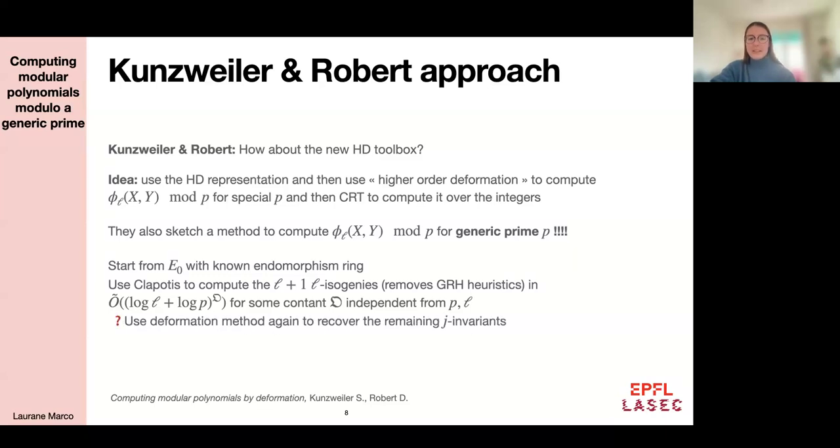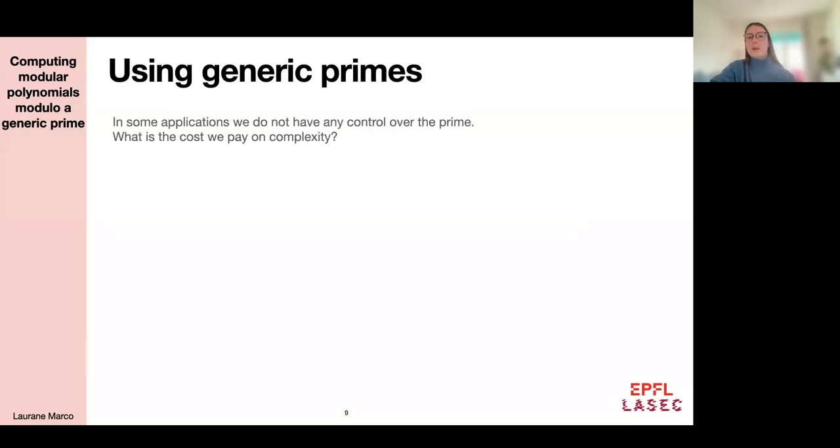And then they don't really specify how you keep going, but I would assume that they use their deformation method again to recover the remaining j-invariants. So that got us interested. They have this blueprint for doing this, and we were like, okay, but in this context of generic prime P, what can we do? In some applications, it's not reasonable to assume that we can control the prime and choose which prime. So what is the cost that we pay in complexity in this setting?